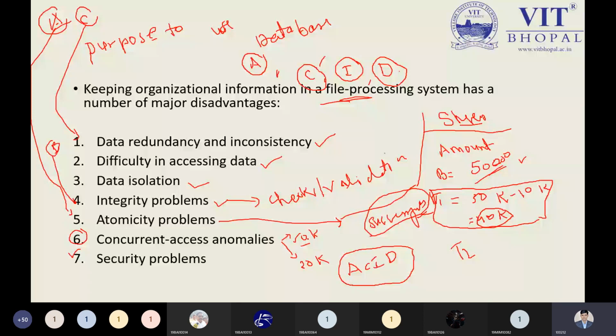But in the file system, when a file is open, you can only read or write, so you can perform only one operation at a time. In the database, we can perform multiple operations simultaneously. Multiple operations means read and write operations simultaneously, and this is also maintained by concurrent access anomalies. So these are the seven drawbacks which are not maintained by the file processing system, and all these are maintained by the database only. So from all these points we can say a database is required.